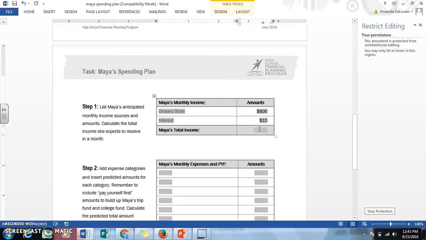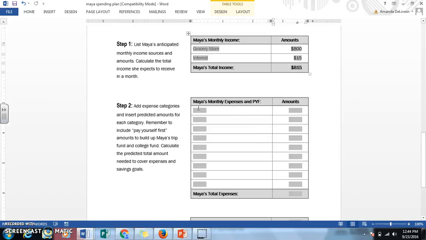So Maya's total income, what would that be? If we take $800 that she gets working at the grocery store and add 15, you would get that her income is $815. Not too bad for a high school senior. That's actually pretty great. So we've listed Maya's income.